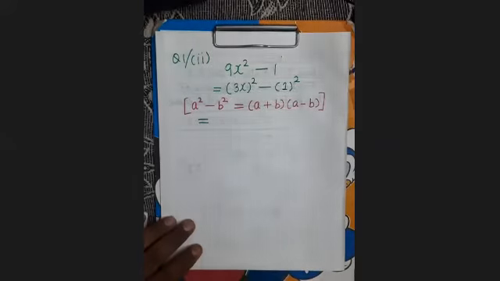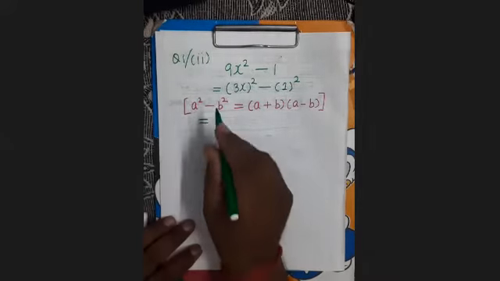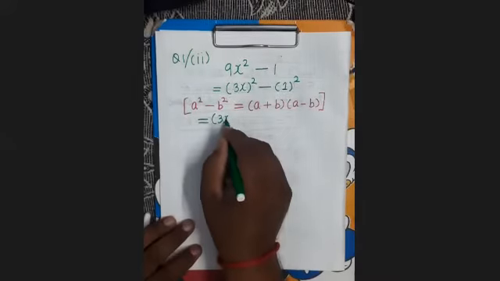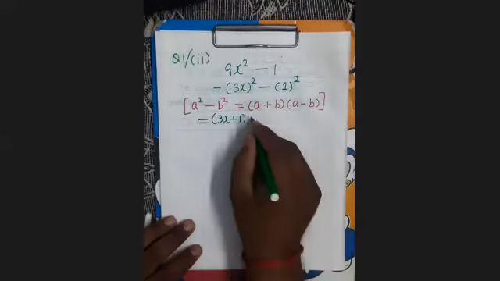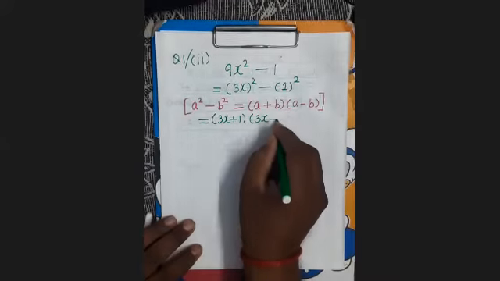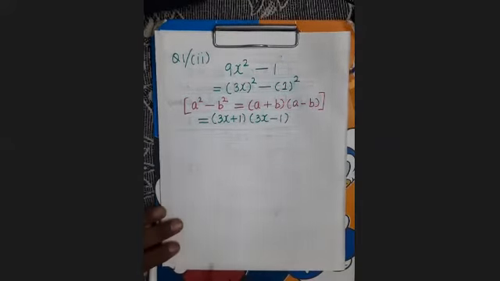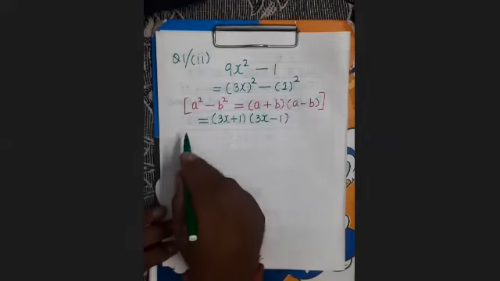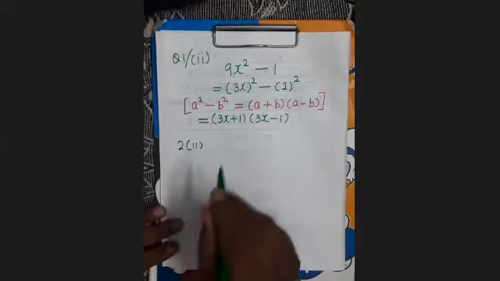Tell me. a plus b, x plus 1. Then here a is 3x, b is 1, so it will be 3x minus 1. Are you understood? Are you understood or not? Now question number.